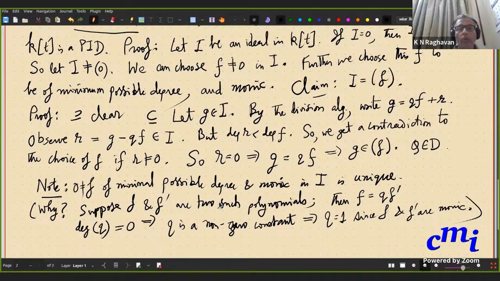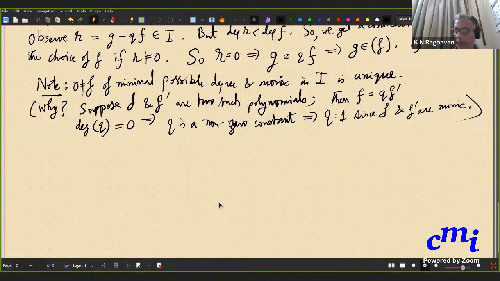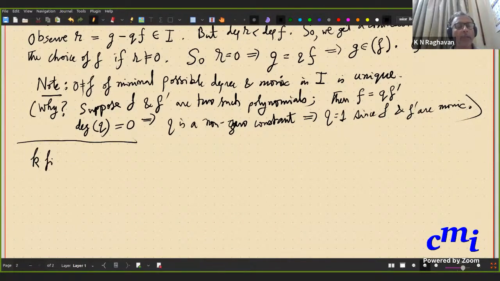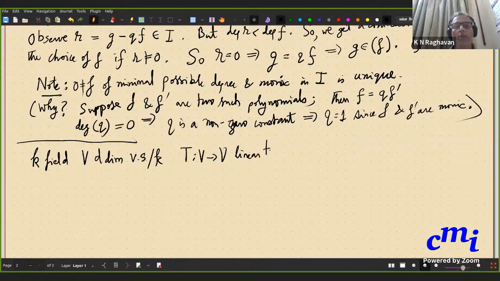Okay. Now, here is the point. Let's get back to our situation. So K is a field. V is our d-dimensional vector space over K, and T from V to V is a linear transformation. And we have made V into a K[T]-module.